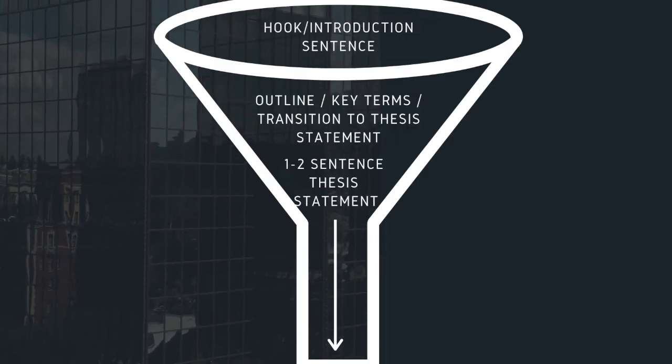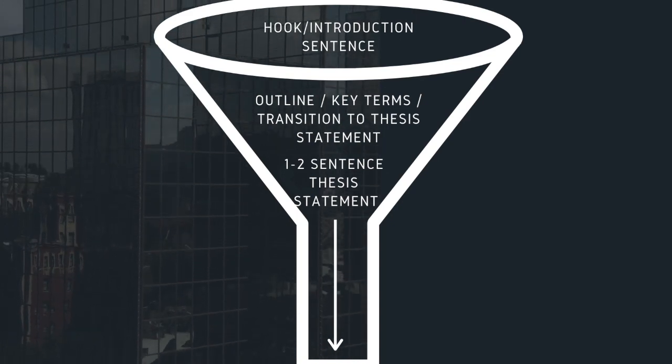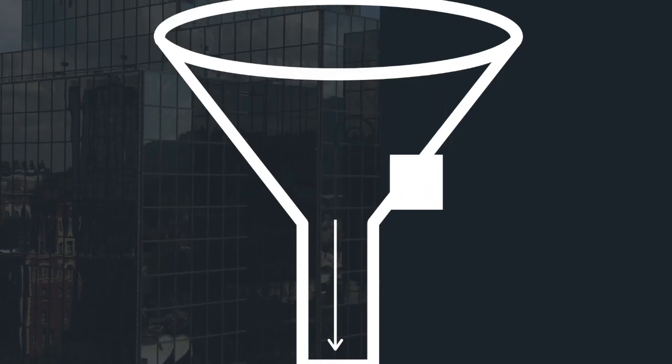Let's start with introductions. When you think about writing your introduction, think about a funnel. A funnel has a wide top with the most general information of your introduction included at the beginning, and then you get to more specific information as you get further and further along, and you finish it off with your thesis statement. Hook your reader at the beginning, outline the main ideas of your paper, include any necessary key terms, and link into your thesis statement at the bottom.